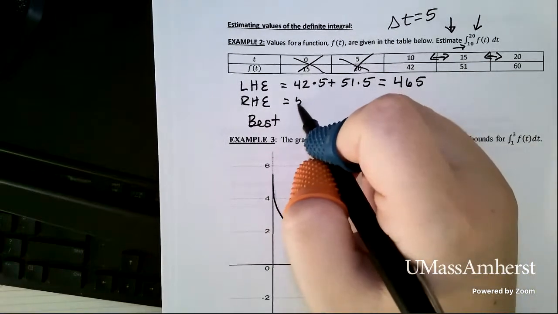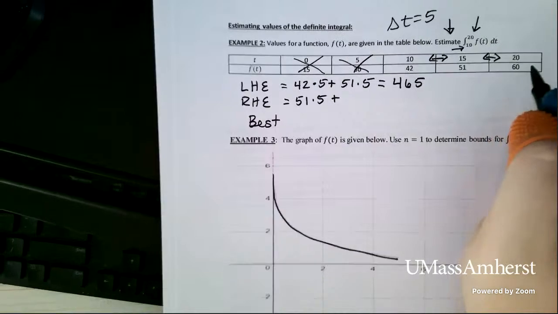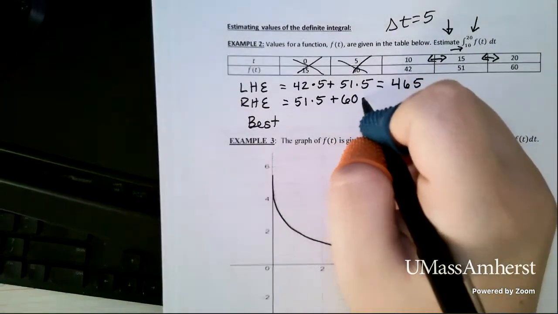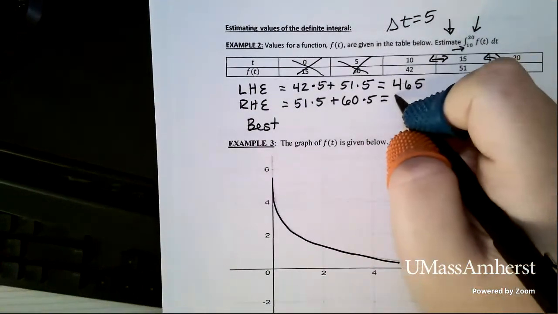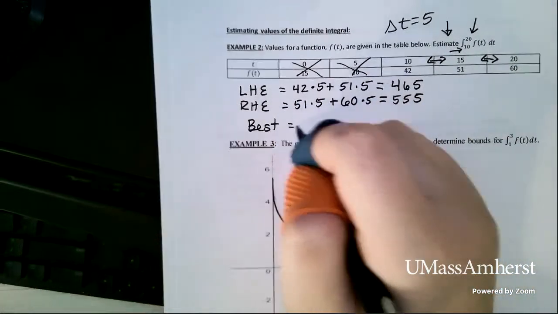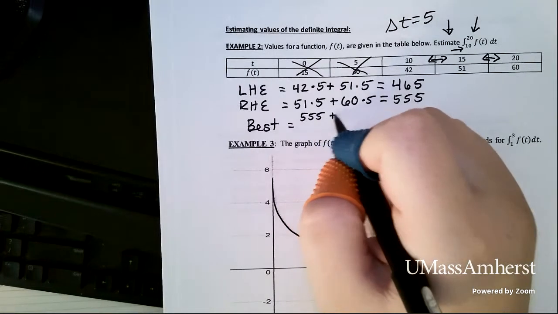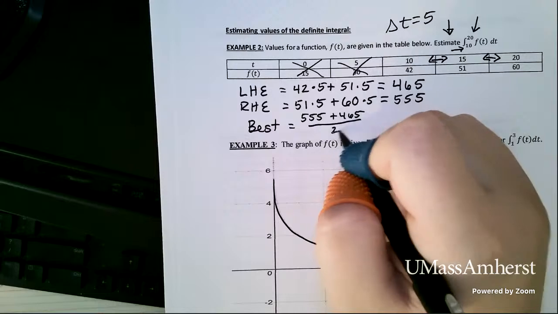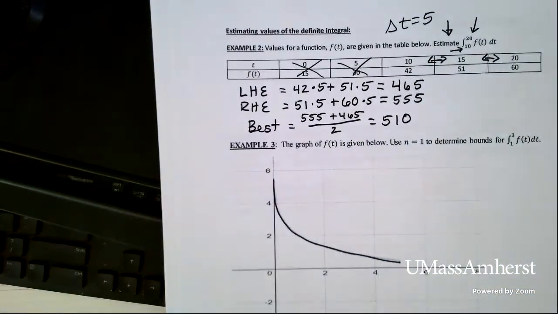But I could also do a right-hand estimate where for each interval I pick the rate on the right. So now from the first one, I would pick 51 times 5 plus, now I pick the one on the right, which is 60 times 5. I add that up and I get 555. If I wanted to do a best estimate, I would average these two: 555 plus 465 divided by 2, and I would get 510.